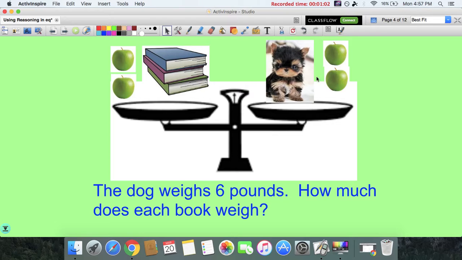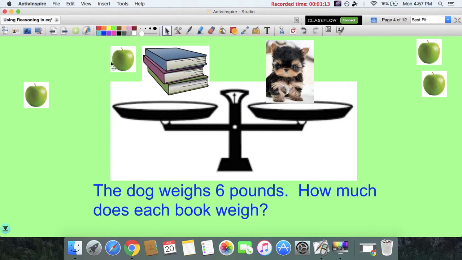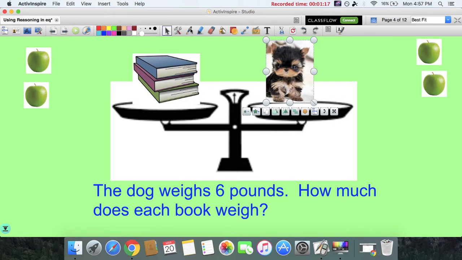So one thing we can do is throw the apples out. Because if I throw these 2 apples out, what's going to happen? It's going to tilt this way, right? So in order to keep it balanced, I want to throw these 2 apples out as well. Now I have 3 books and the puppy. I know how much this puppy weighs. I know he weighs 6 pounds.